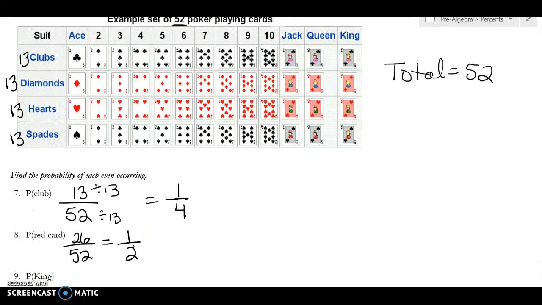The next one, the probability of getting a king. Okay, so here's my kings. So I have 4 kings in the deck. So it's 4 out of 52. And if I divide by 4, I get 1 out of 13.